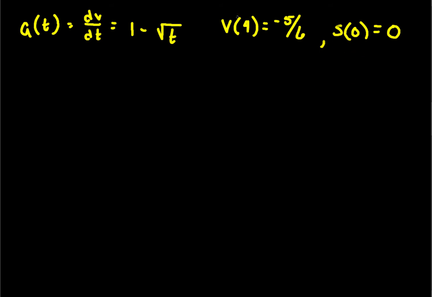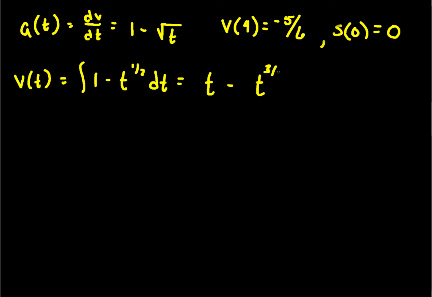Well, first we need to find our velocity function. So velocity is the antiderivative of acceleration. So it's the antiderivative of 1 minus t to the 1/2 with respect to t, which will be t minus, so if I add 1 to this it's going to be t to the 3/2. Then we need to multiply by its reciprocal, so 2 over 3 plus a constant.